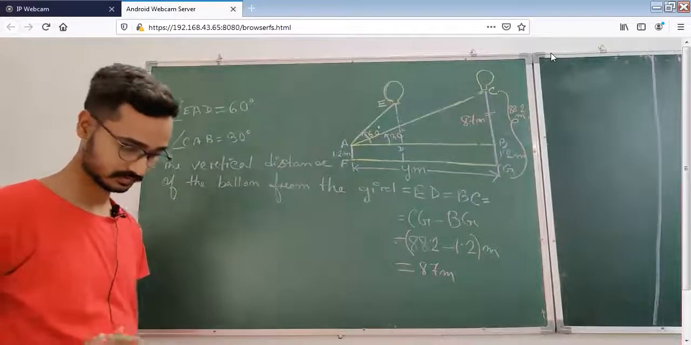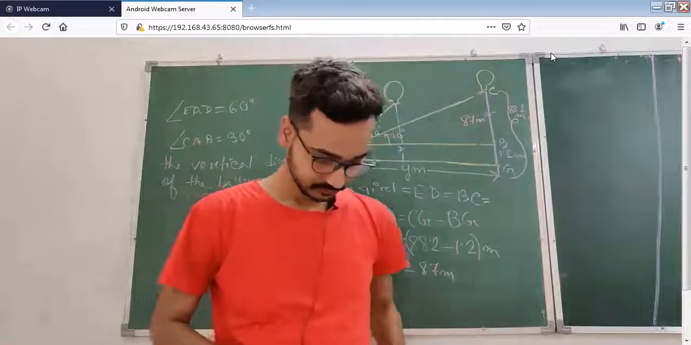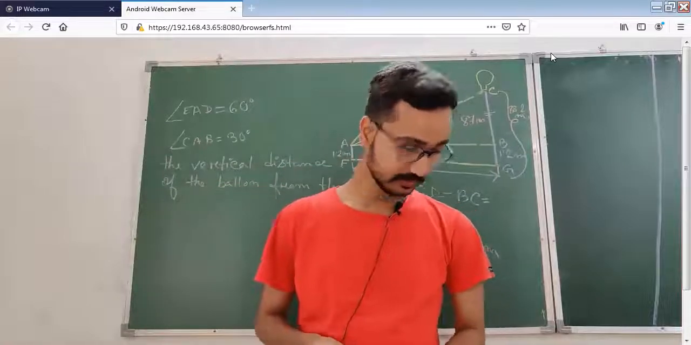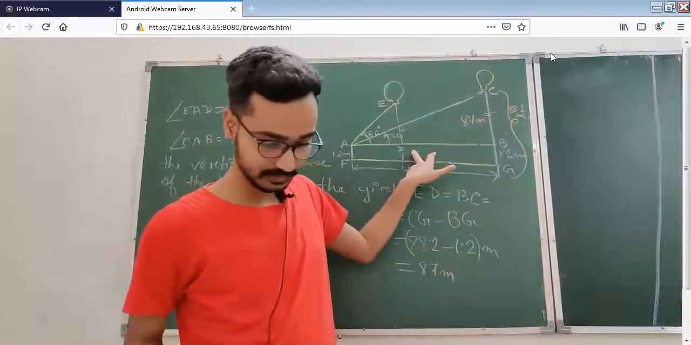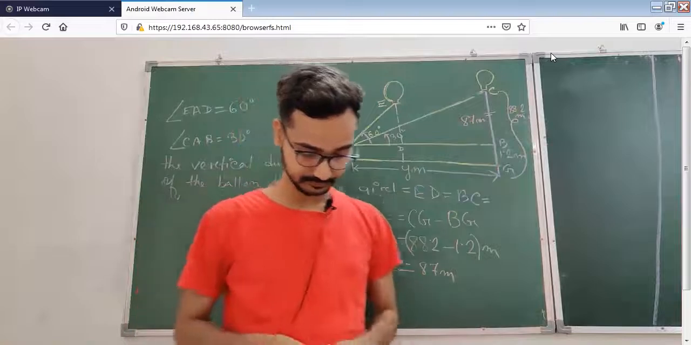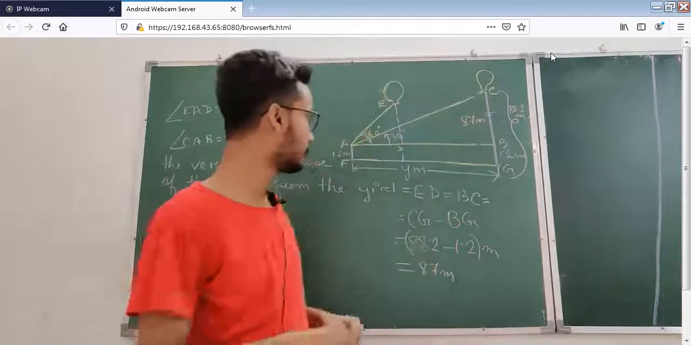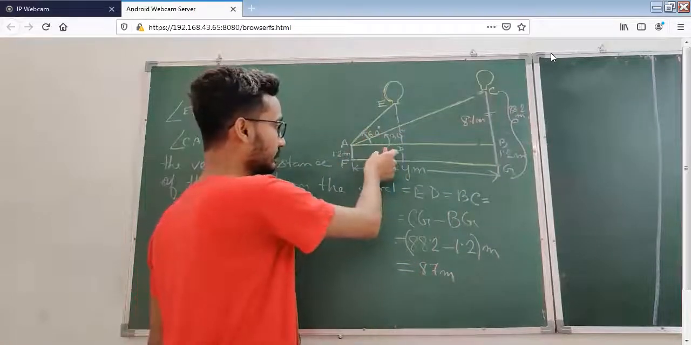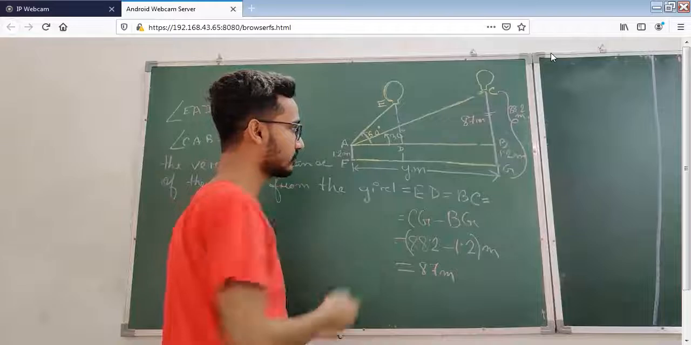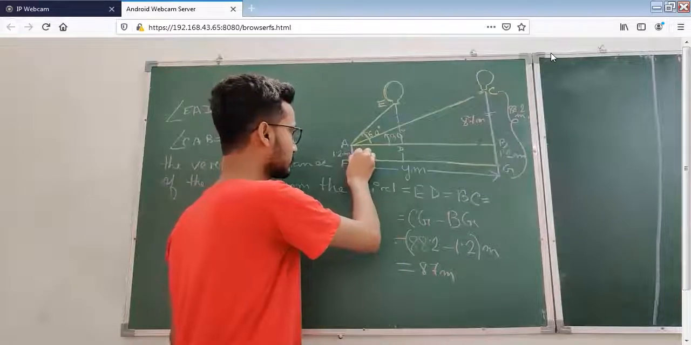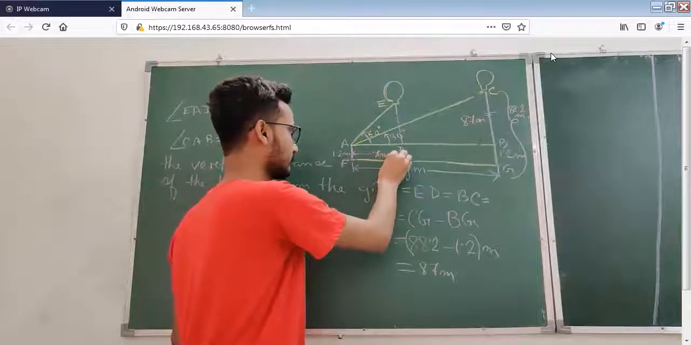Clear? Okay. Now see, now you have to find BD. Yes or no? You have to find BD. So let AD equal to X. Suppose you let AD equal to X meter.